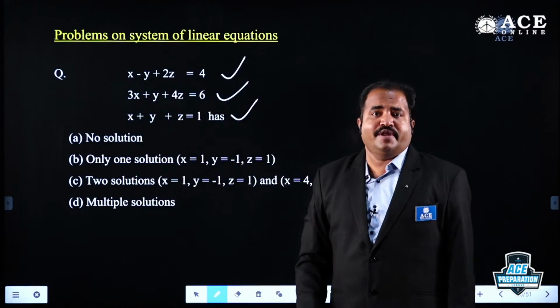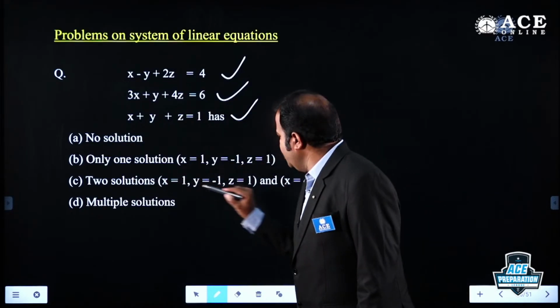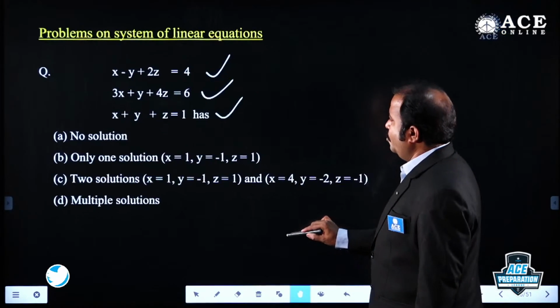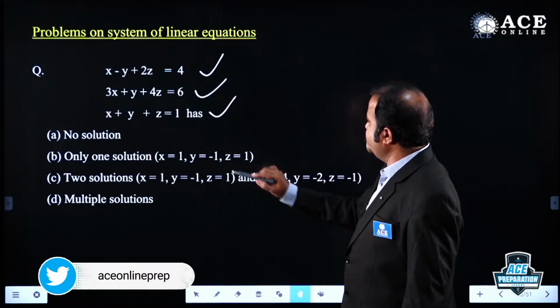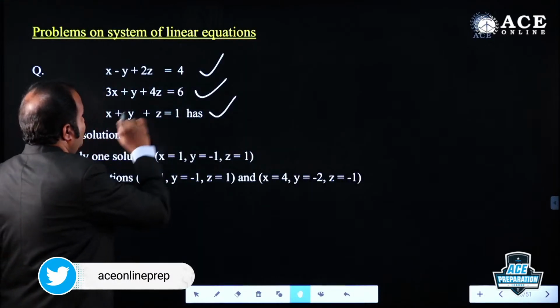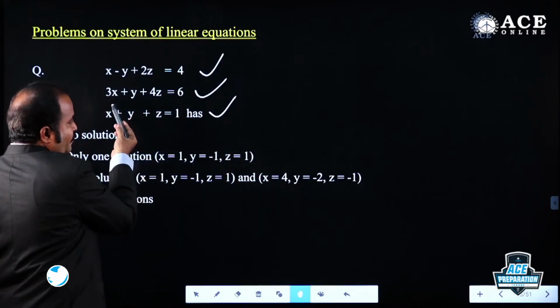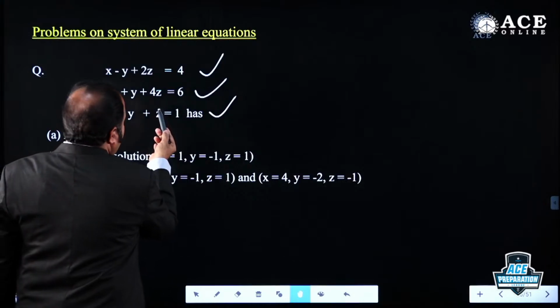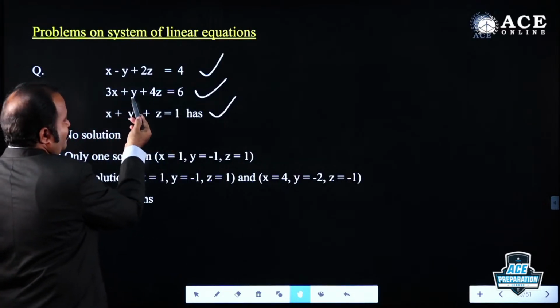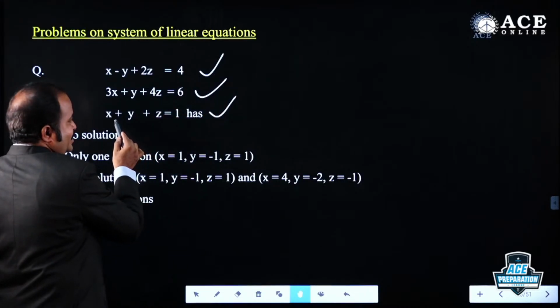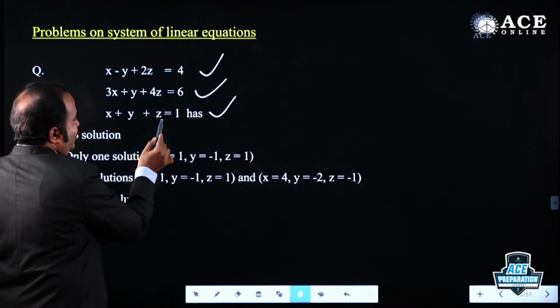So (1, -1, 1) is a solution. Next, verify whether (4, -2, 1) is a solution or not. 4 plus 2 is 6, 6 minus 2 is 4, satisfied. Next, second equation: 4 minus 2 is 2, 2 minus 4, minus 3 fours are 12, 12 minus 2 is 10, 10 minus 4 is 6, satisfied. Next, x: 4 minus 2 is 2, 2 minus 1 is 1, satisfied.